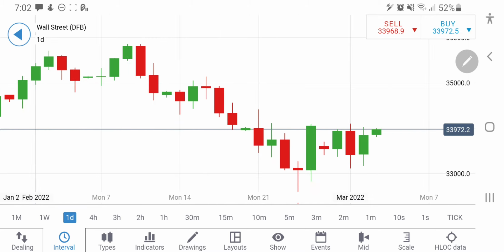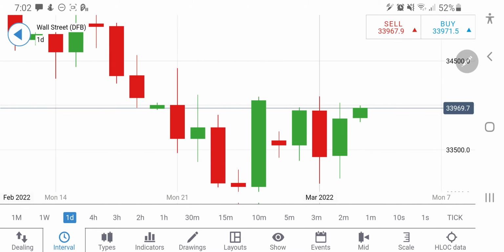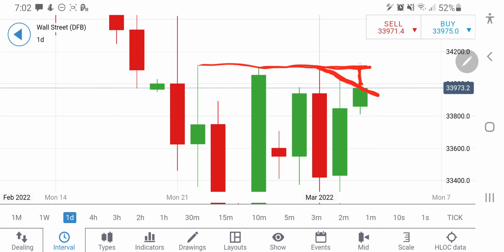Now look at the daily charts. On the daily charts, as I shared in the morning, 34,000 levels are definitely a stronger resistance. Only trading beyond this level, I will recommend you to go long. The first support is at 34,050 and 34,100. These two levels are important. Breaking 34,100 levels and sustaining beyond this, definitely it will fly high towards the 34,300 and 34,500 zone.